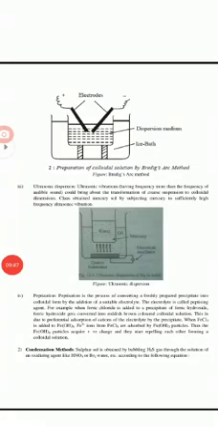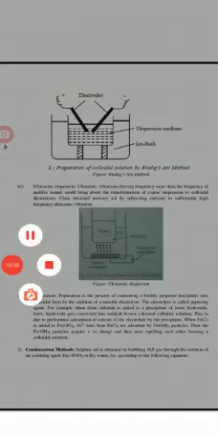The next is ultrasonic dispersion. We use hydrosol of mercury. Ultrasonic vibrations bring about the transformation of coarse suspension to colloidal dimensions. Glass is obtained, mercury sol, by subjecting mercury to sufficiently high frequency ultrasonic vibration.